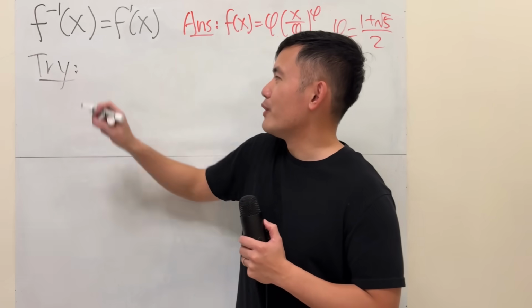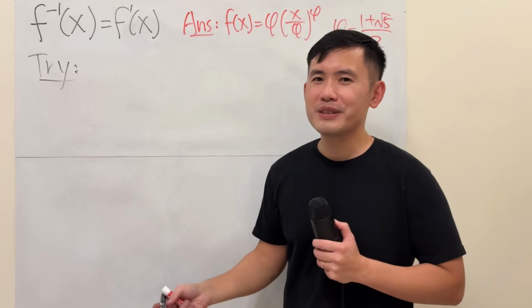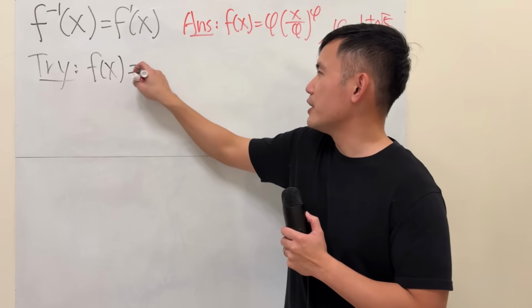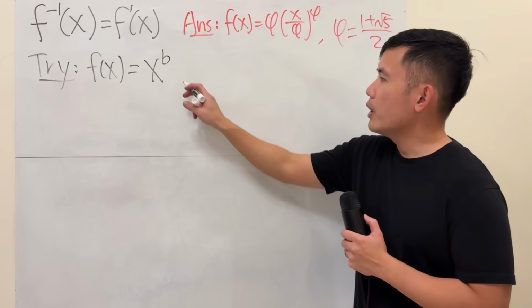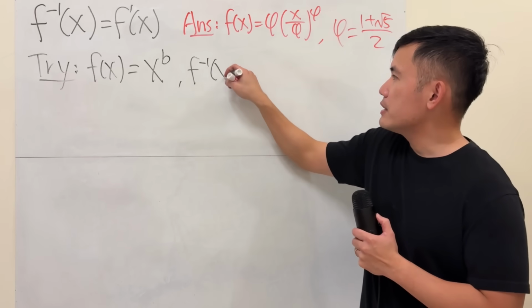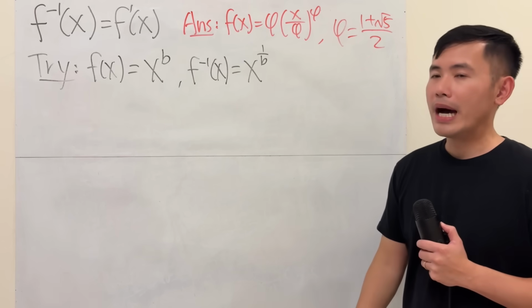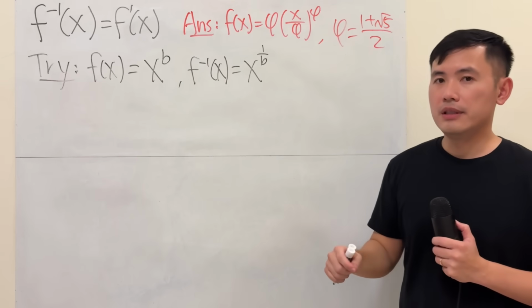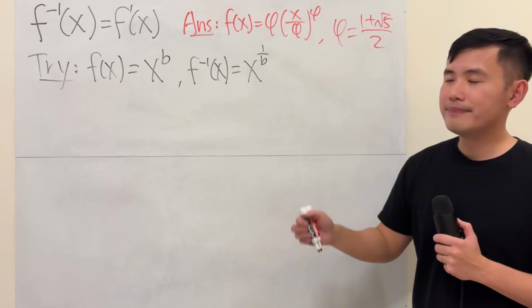So let me just show you guys what we can try first. Let's try an easy one first. Of course, if you're dealing with the derivative and the inverse, a power function is a good choice to start with. So suppose our function is in the form of x to some power, let's say b. Well, its inverse is just going to be x to the 1 over b's power. Why? For example, if you have x to the third power, then the inverse is the cube root of x, which is just x to the 1/3 power.